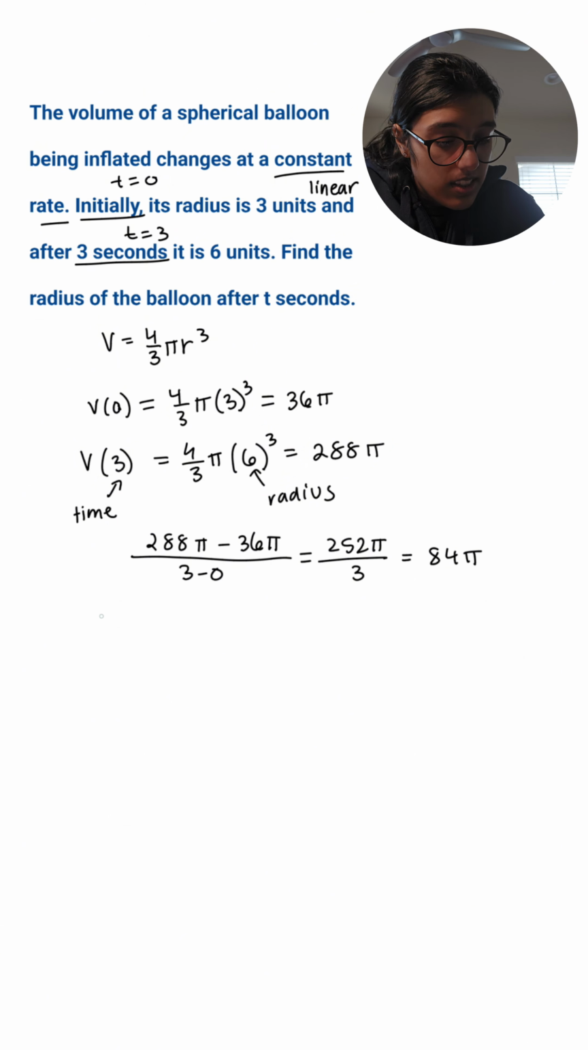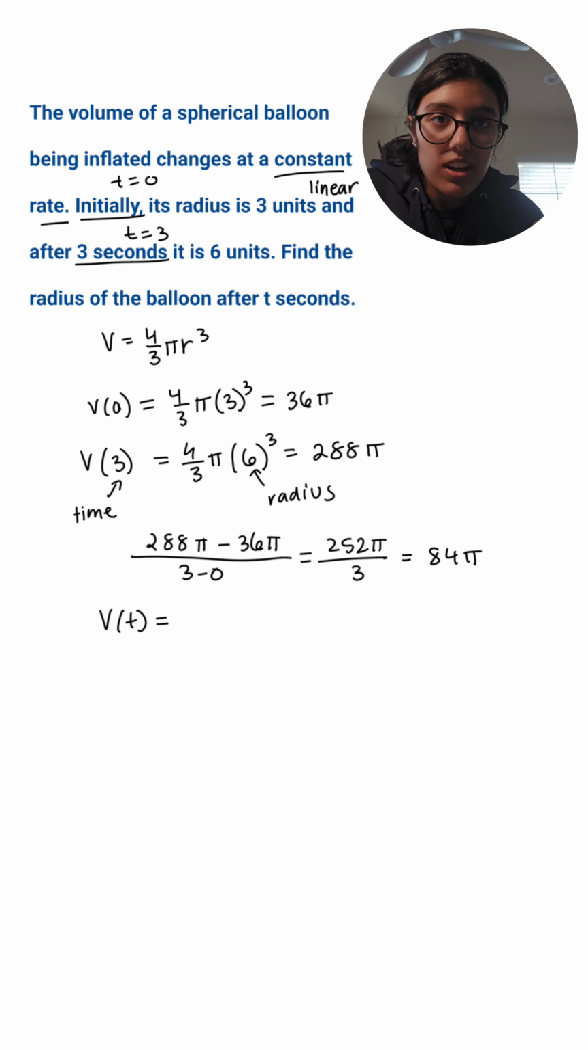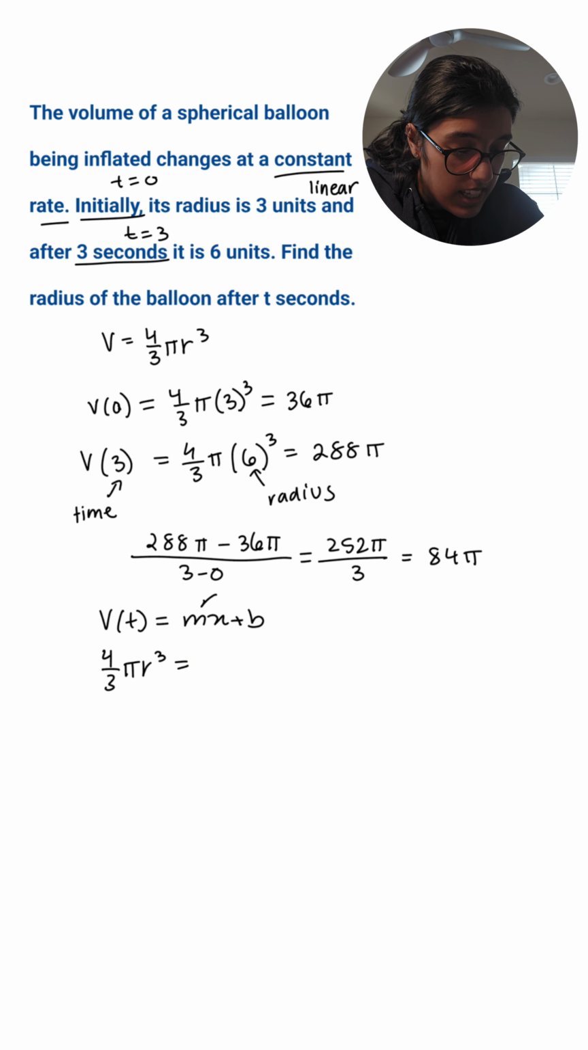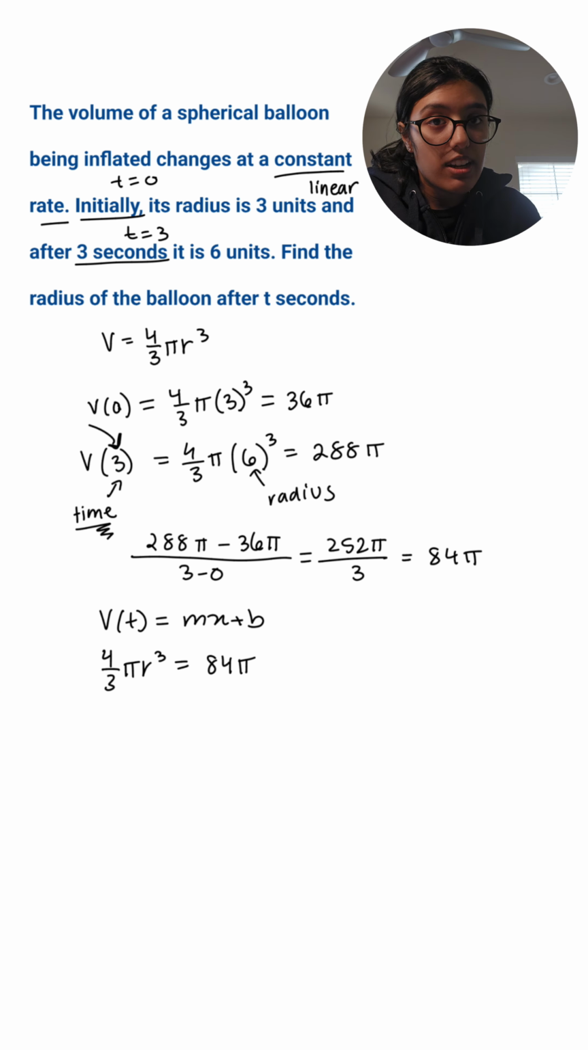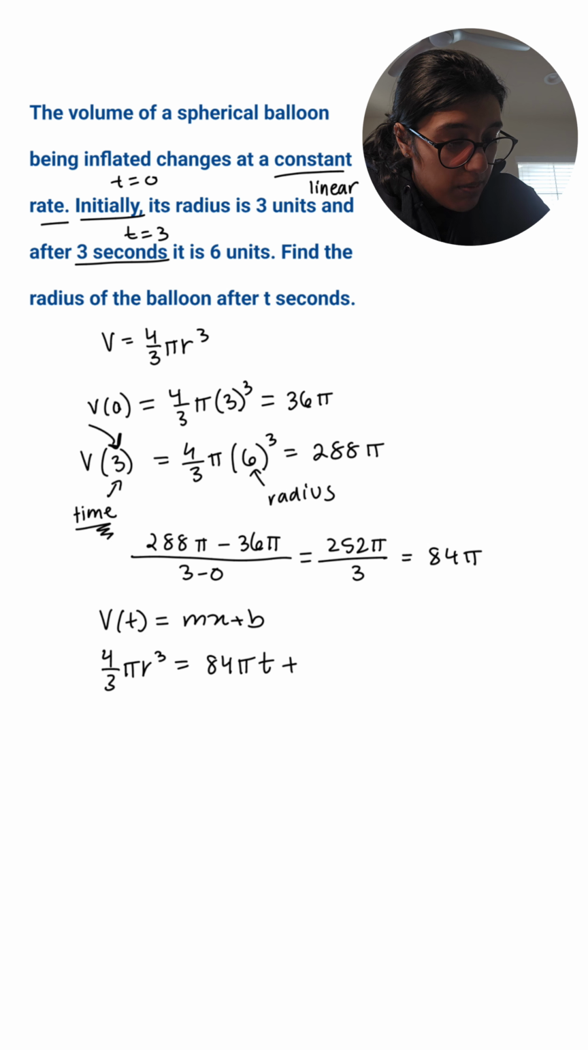Now I'm going to write the volume equation, and I know that it's just mx plus b because once again it's linear. The volume of a sphere is 4/3 pi r cubed, and this equals the slope we found, which is 84 pi, times x. This x is actually going to be t, because remember when we replaced our values, we said that was time, not radius. So it's t plus b, and b is the initial volume at time equal to 0, which we found as 36 pi.